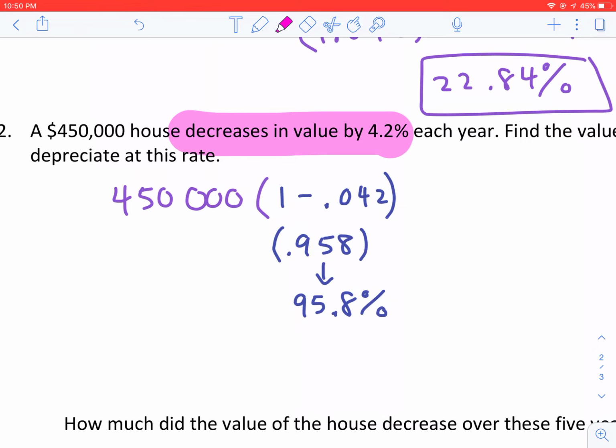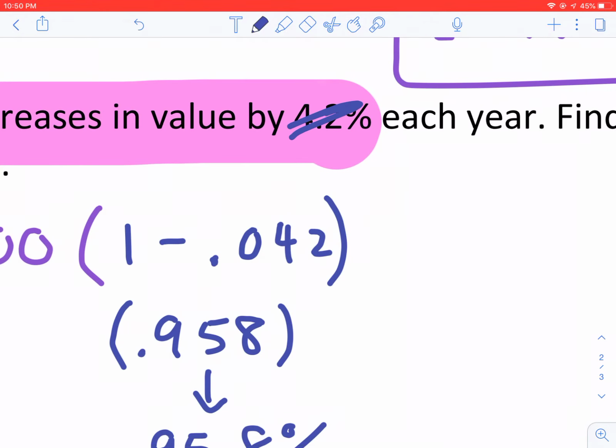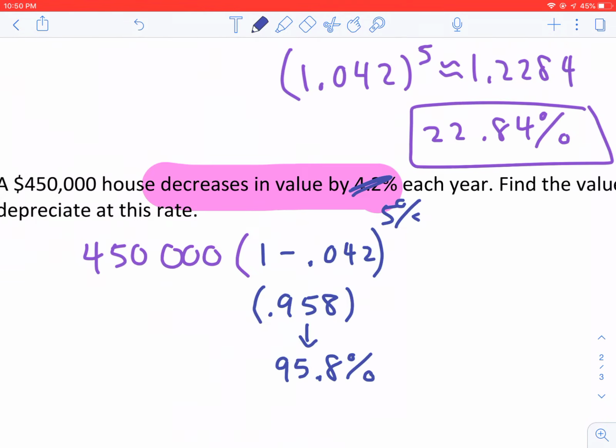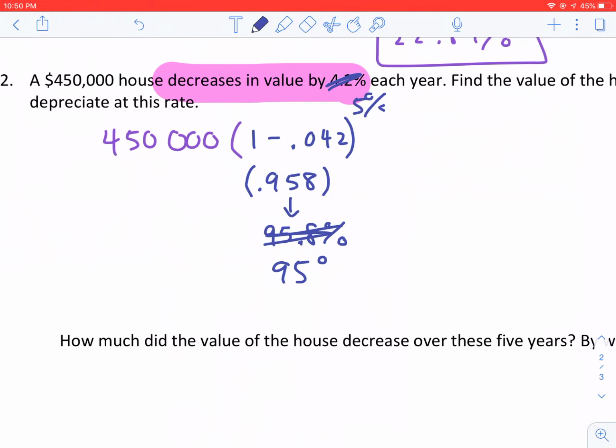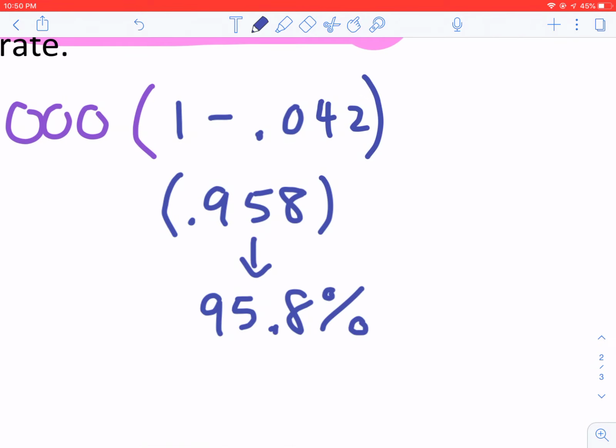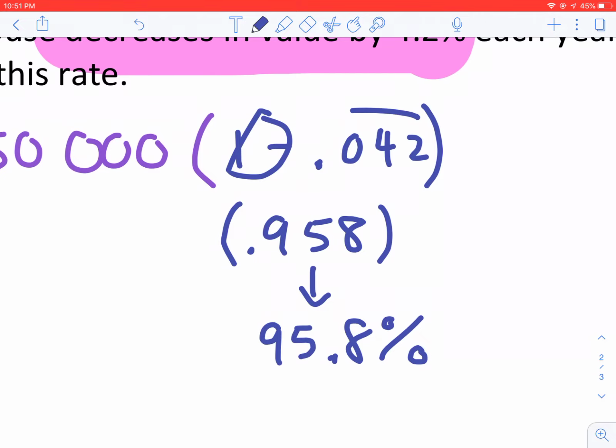Right? Maybe I should have picked an easier number like 5%. If something decreases in value by 5%, it's then going to be worth 95% of the original amount. So that's what we're doing here with 4.2%. We're going to do 1, the original, 100% value, minus 4.2% or 0.042, then it's worth 95.8%.